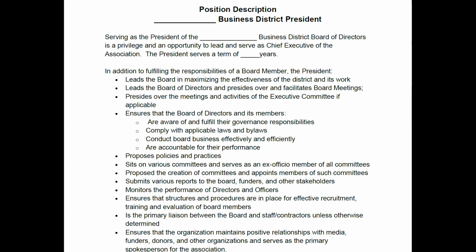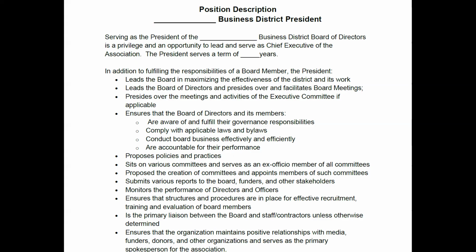The president can also propose the creation of a committee and appoint members to those committees. So if there's a committee that doesn't exist that you would like to see for the board, the president can officially propose that during a board meeting. The president also can submit various reports to the board, funders, and other stakeholders. It doesn't happen too often, but if there is something specific around a grant or contract, the president can get involved with that.